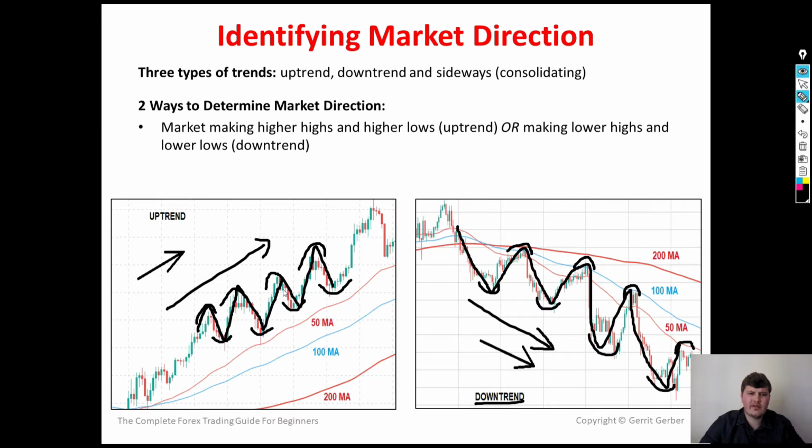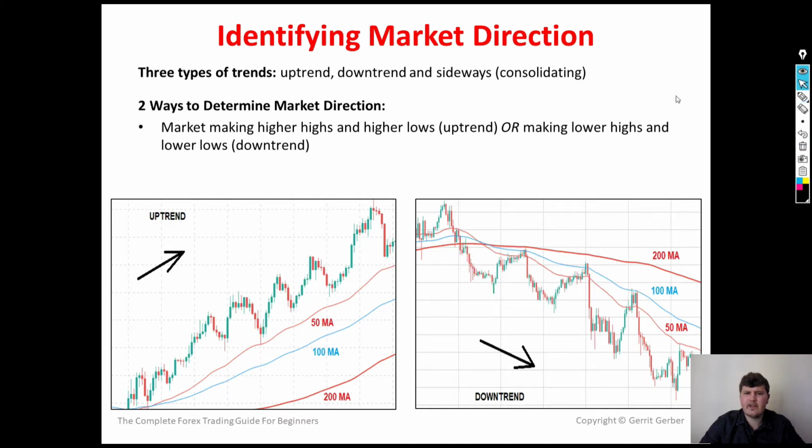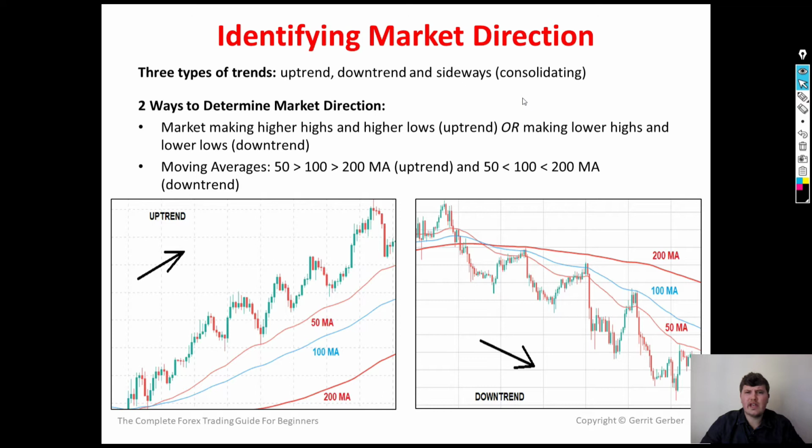So just think of uptrends as going up the stairs. With each step you go higher and higher, and downtrends as coming down the stairs. With each step you are going lower and lower. So that is the first way to determine the market direction, and the second way is using moving averages.